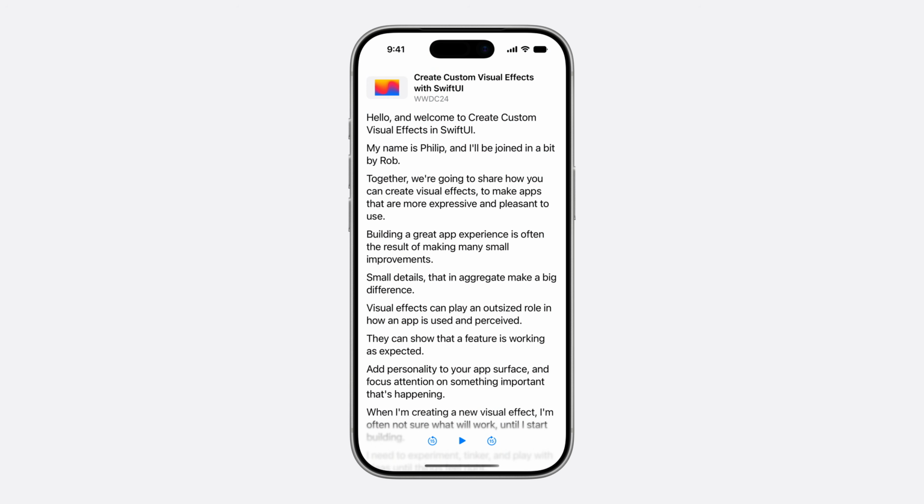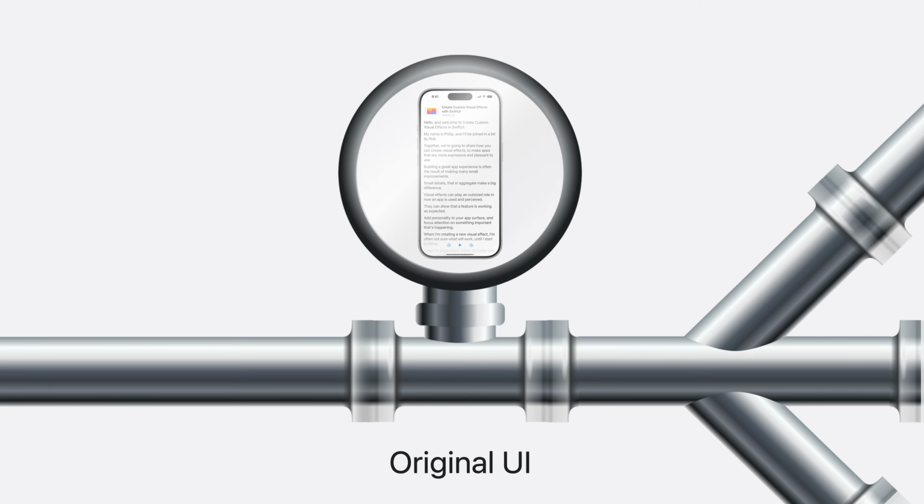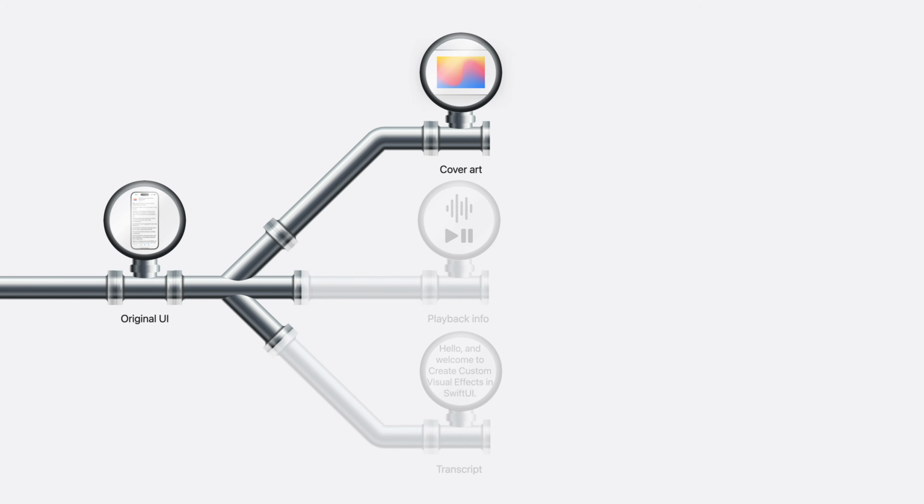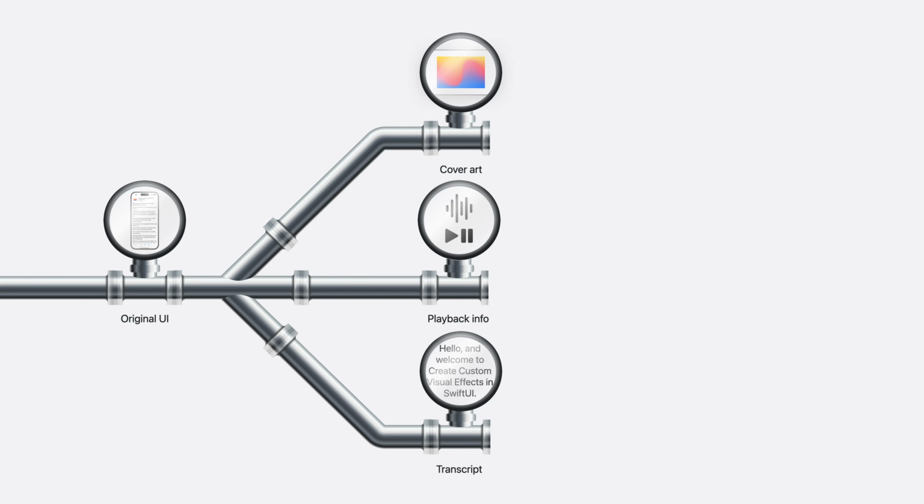I start with what I already have. My existing user interface already contains all the data I need, including the cover art, the playback info, and the transcript text. The question isn't what data I need, it's how I transform it using the pipeline. Here are a couple of examples.